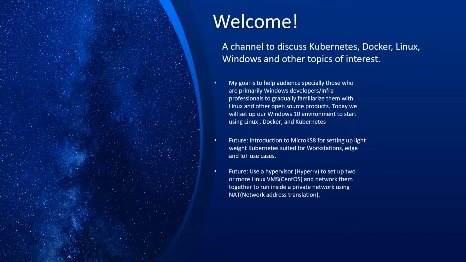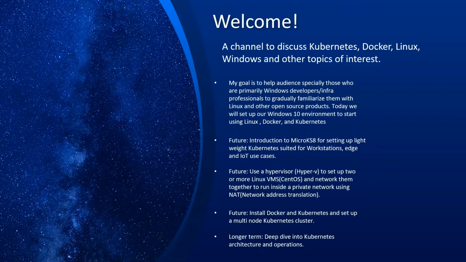And following that, for those who want to set up a truly scale-out Kubernetes cluster, we will walk through the process of setting up a few Linux VMs, and then we'll network them together through NAT. So we'll have a private network set up amongst them so they can talk to each other. And once that's set up, we will install Docker and Kubernetes from scratch, and we will have a truly scaled-out multi-node Kubernetes cluster. Longer term, I would like to deep dive into Kubernetes architecture and operation.